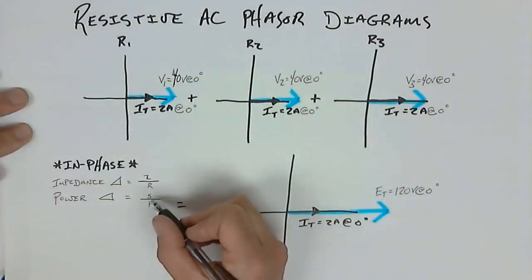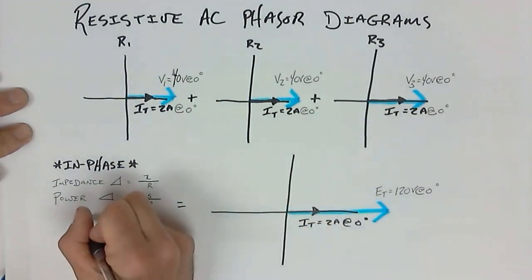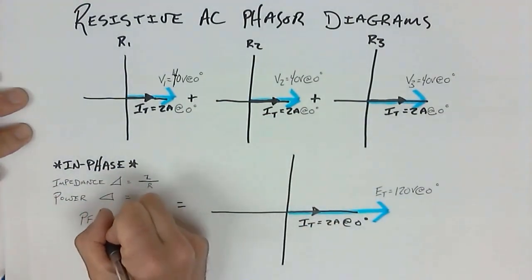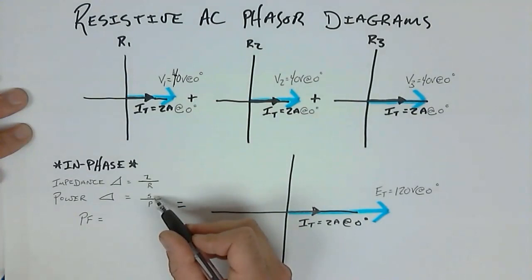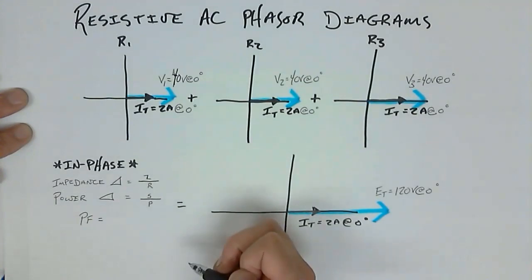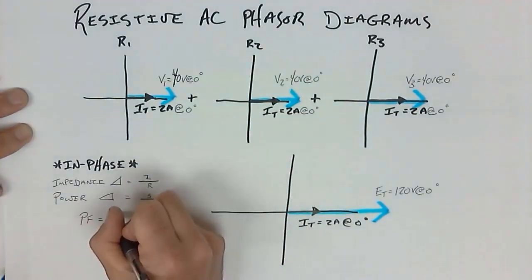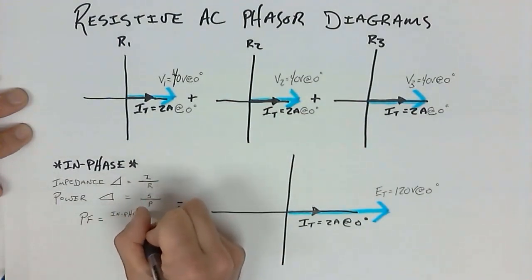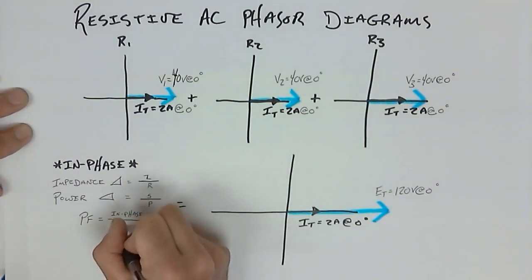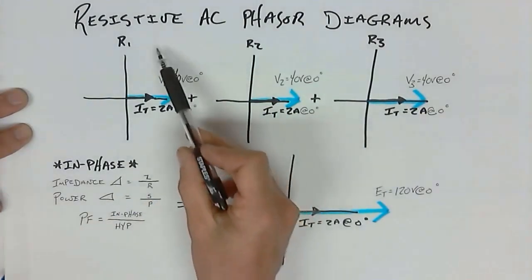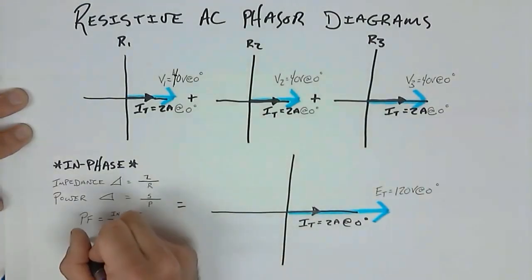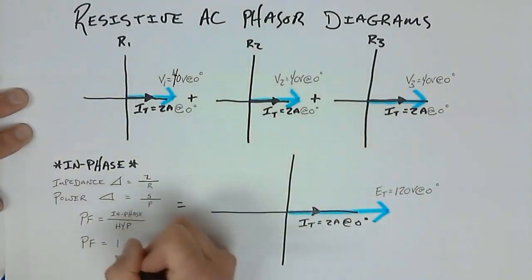And so if these are the same, remember our power factor is equivalent to the horizontal component divided by the hypotenuse. And the horizontal component that we're looking at is always the adjacent side. So I'm going to say power factor is equal to the in phase component, which is our adjacent, divided by the hypotenuse. What does that give me? Well, in a purely resistive AC circuit, the power factor then equals 1.